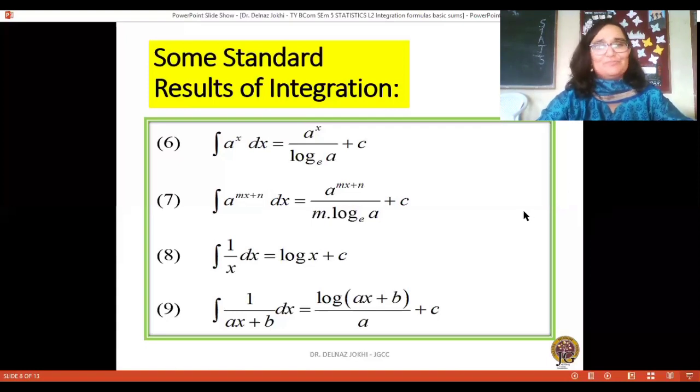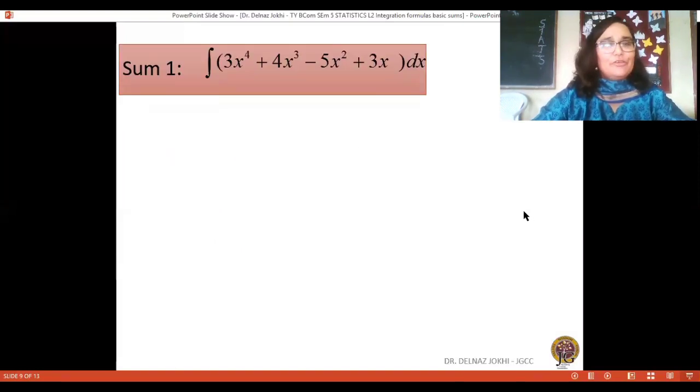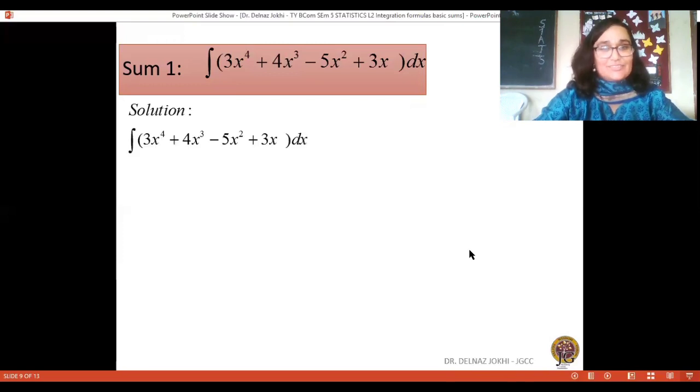So here we go. Sum number 1 for you. Please write it down in your notebooks. If you're not writing, just try to understand from the screen. Sum number 1 says integration bracket 3x power 4 plus 4x cubed minus 5x squared plus 3x close bracket dx. Now, my dear students, this sum can be solved as follows.